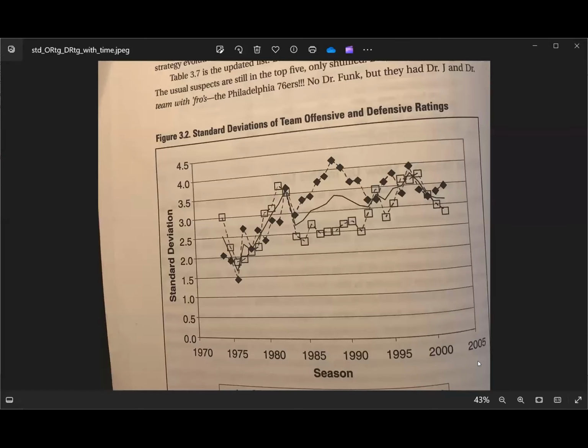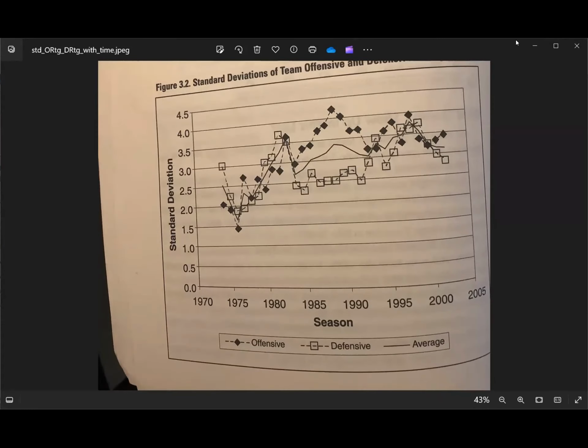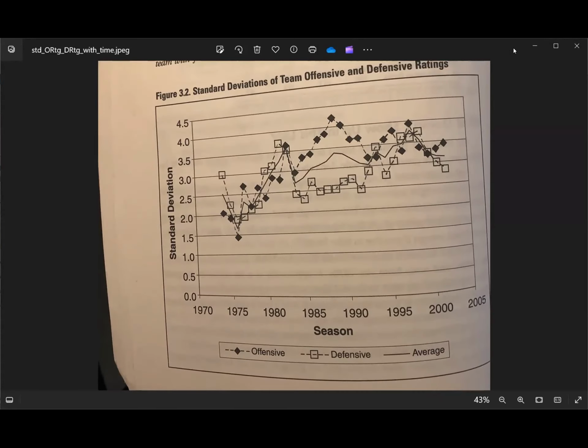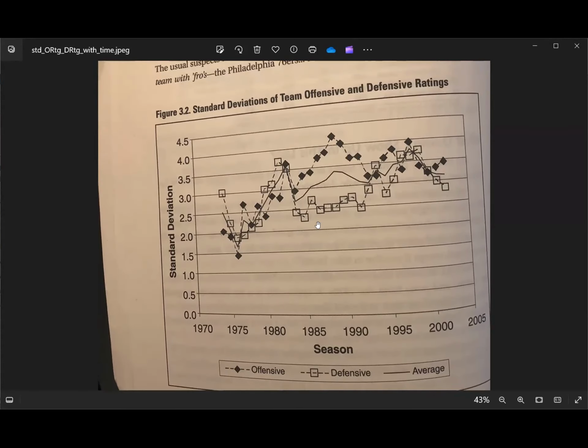So, just so you can see this, he was thinking he probably didn't want to use standard deviation, or maybe he did. But he did look at it and saw it was changing and wanted to use it in this analysis. So, remember, he started around 1974. And let's see, one of these is offense and the other is defense. Defense is the open square and offense is the closed diamond. Let's just focus on offense then. So this is standard deviations of team offensive and defensive rating.